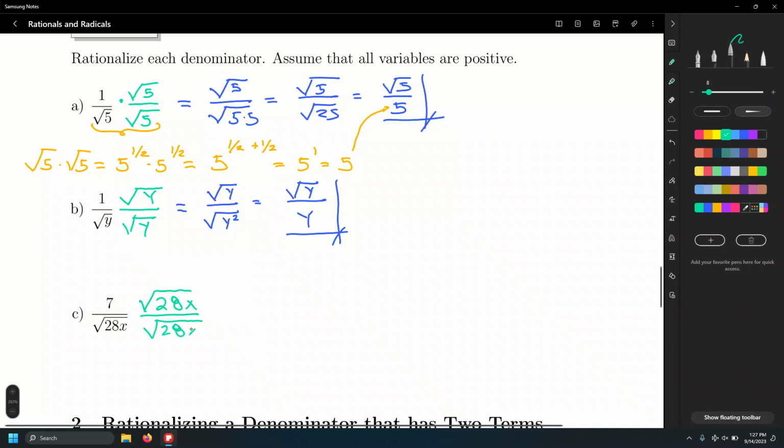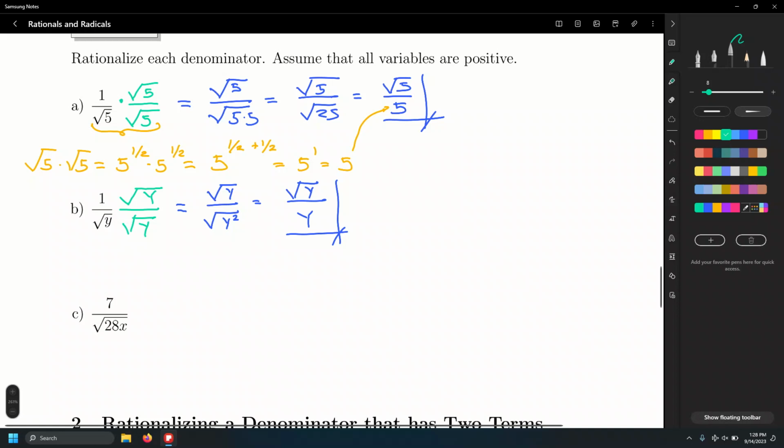There's nothing wrong with doing this because, again, that's the technique. That's the process we do. However, do you want to do 28 times 28 and get a big number? That might be a little complicated. So instead, how about we simplify this radical 28x? In fact, again, that's going to take us back to what we did last time.